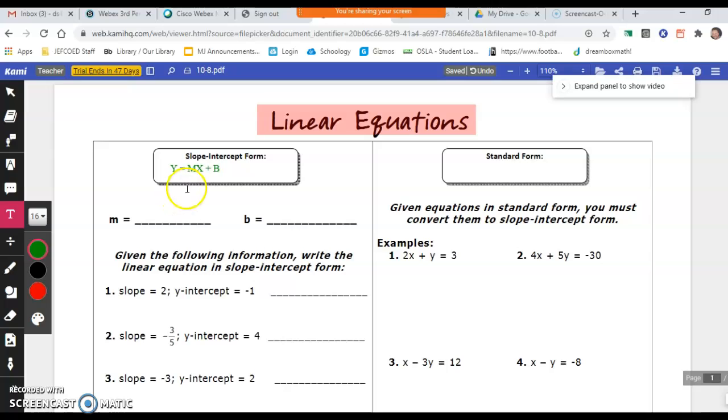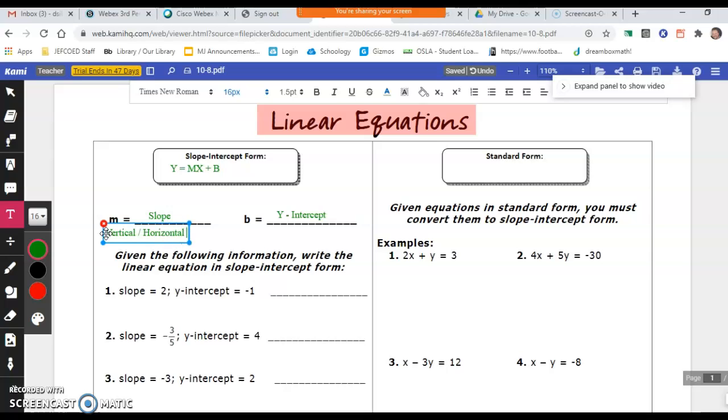Now, remember, you guys have dealt with this before. M, we talked about it on Tuesday. M, the letter represents, that is your slope. Okay? And then B, that is your y-intercept. Now, remember slope, that is your vertical over your horizontal change. So that's just how much it changes vertically up and down compared to how much it changes horizontally, which is left to right.